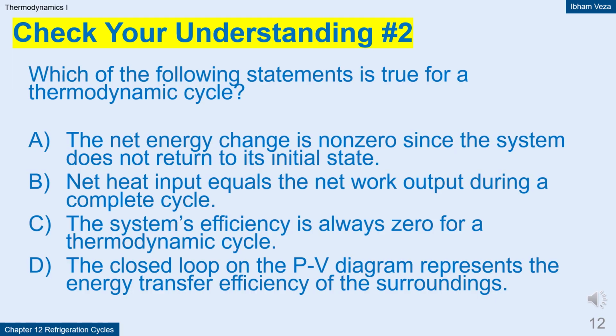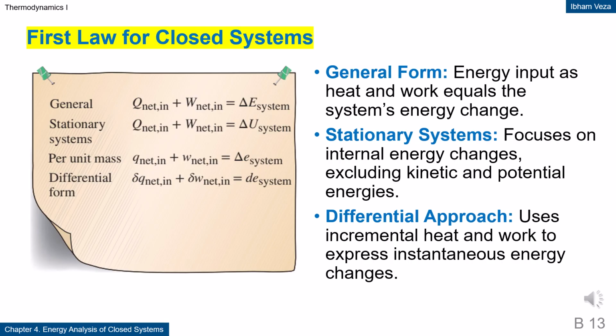This is incorrect, because the efficiency of a thermodynamic cycle is not always zero. It depends on the specific cycle and the ratio of work output to heat input. D. The closed loop on the PV diagram represents the energy transfer efficiency of the surroundings. This is incorrect, because the closed loop on the PV diagram represents the energy transfer efficiency of the system, not the surroundings.